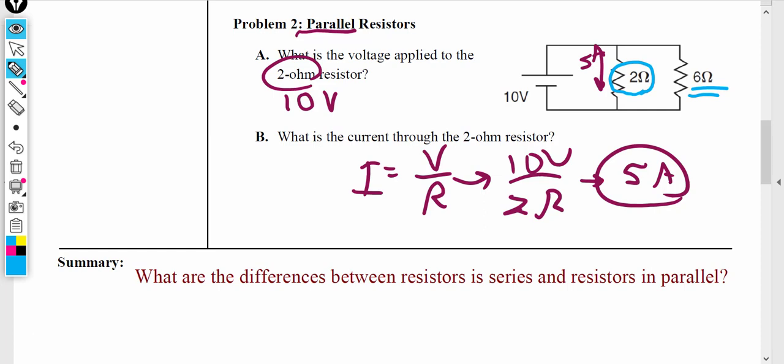I'll leave it to you as an exercise if you're interested. However, the current going in this direction is going to be about 1.7 amps after you round up. Okay, that confirms our suspicions.